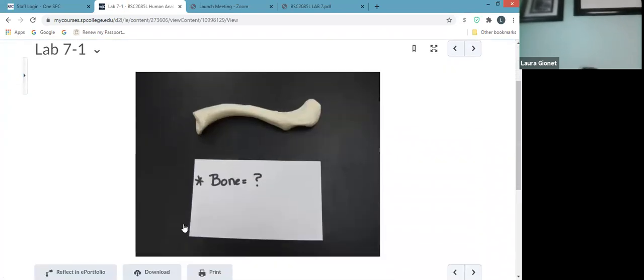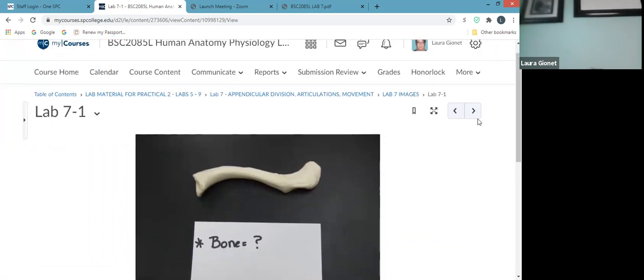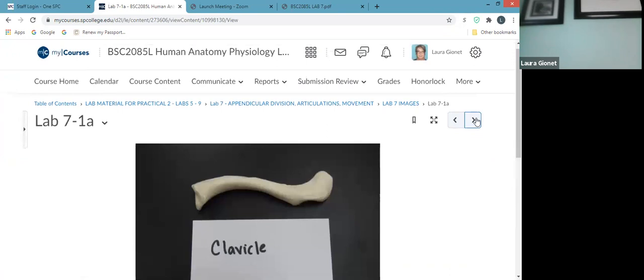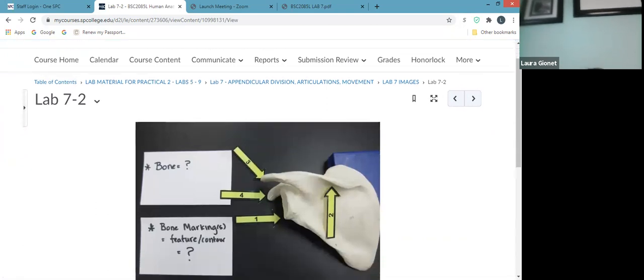So here we're on the first one. Identify the bone: the clavicle. That's pretty easy. You don't have to know any features on it. You just have to know it's a clavicle. You hope for a question like that. Then we move on to the scapula.